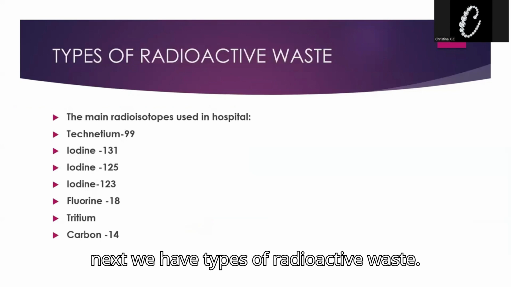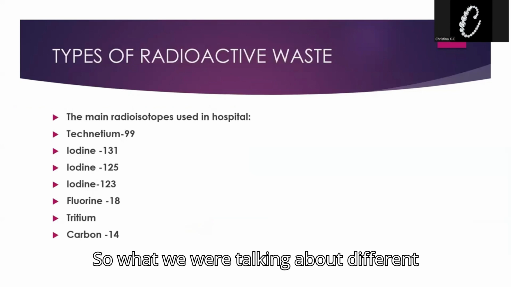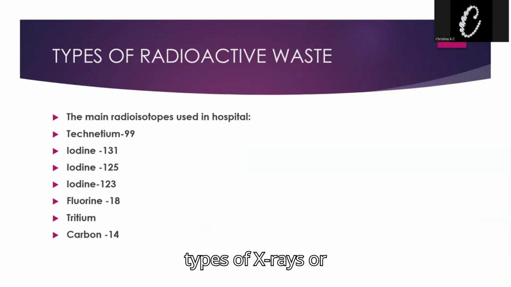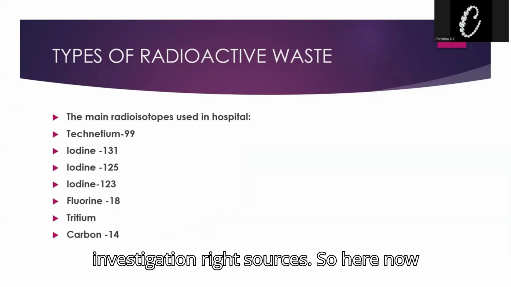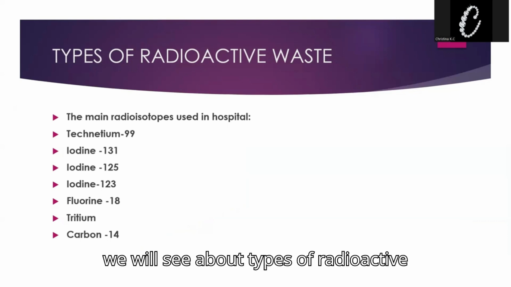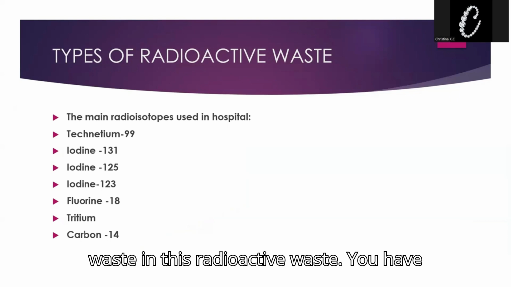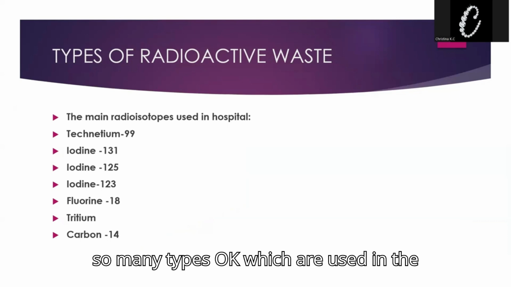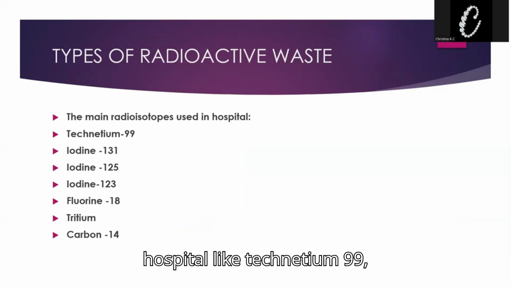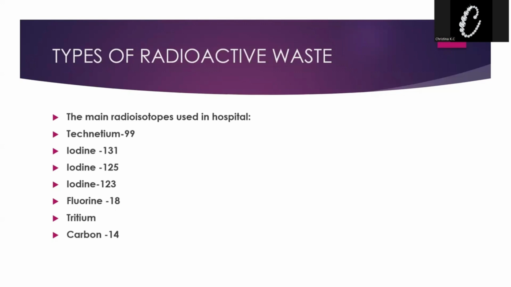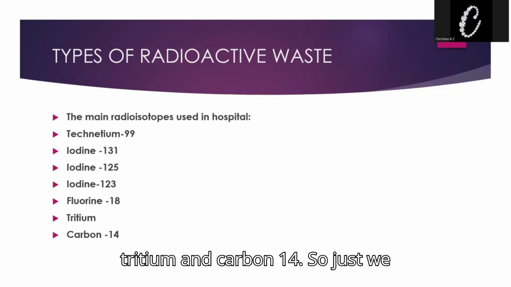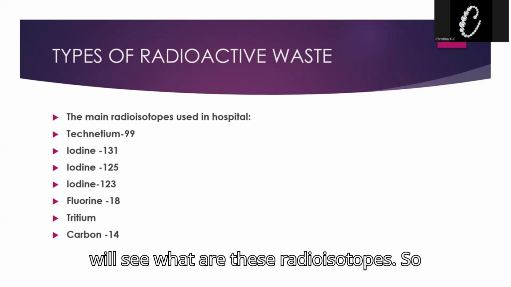And next we have types of radioactive waste. So what we were talking about were different types of X-ray or investigation sources. Now we will see about types of radioactive waste. You have so many types which are used in the hospital, like technetium 99, iodine 131, iodine 125, iodine 123, fluorine 18, tritium and carbon 14. So we will see what these radioisotopes are.